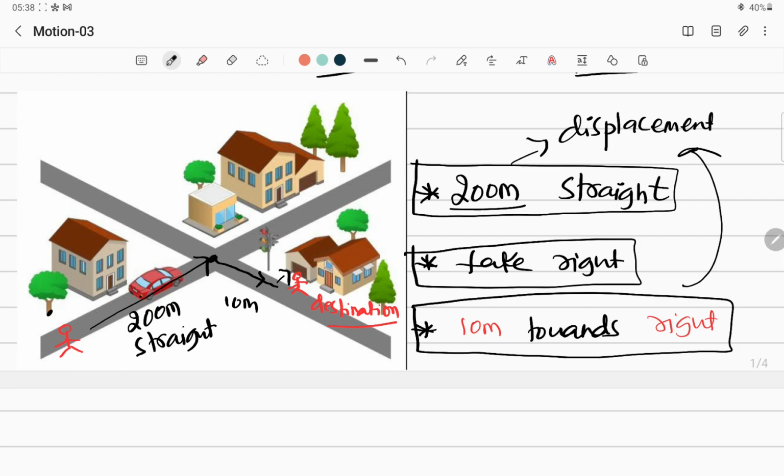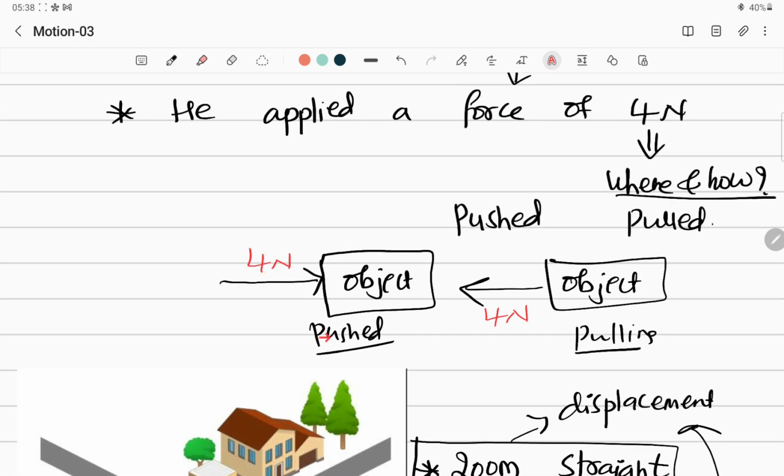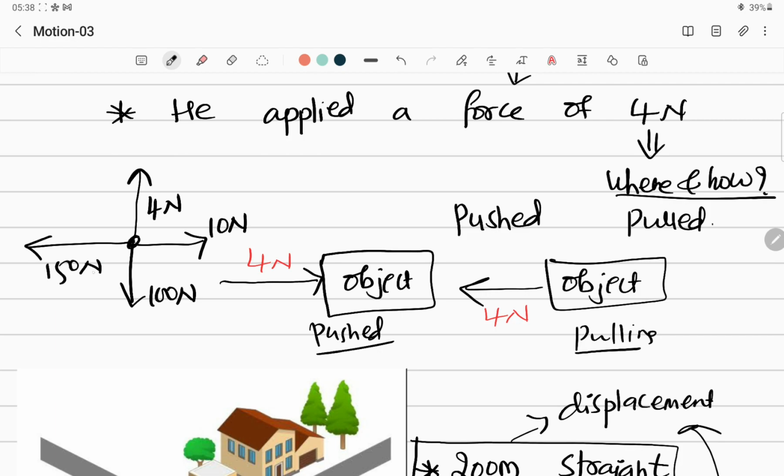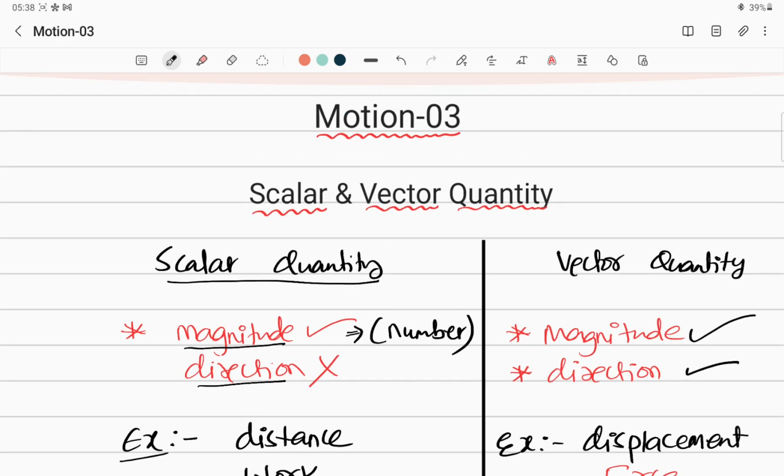So along with some numerical value, if you are mentioning the direction, that becomes a vector quantity. Here we have mentioned 4 newton pushing, 4 newton pulling, correct? If the force is applied like this, 4 newton upwards. If you are applying 10 newton like this, 10 newton rightwards. If you are applying 100 newton like this, 100 newton downwards. And if you apply 150 newton like this, it is 150 newton leftwards. All right, so directions are very, very important when we are talking about vectors.